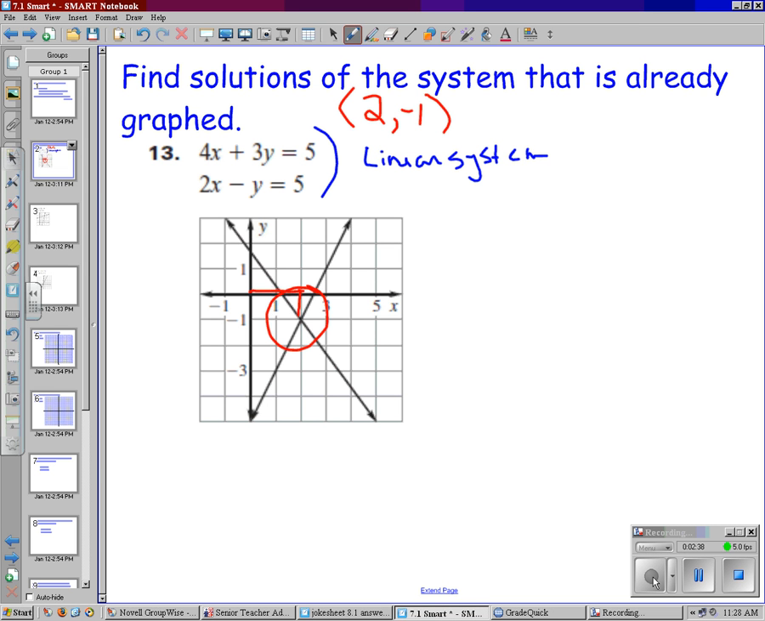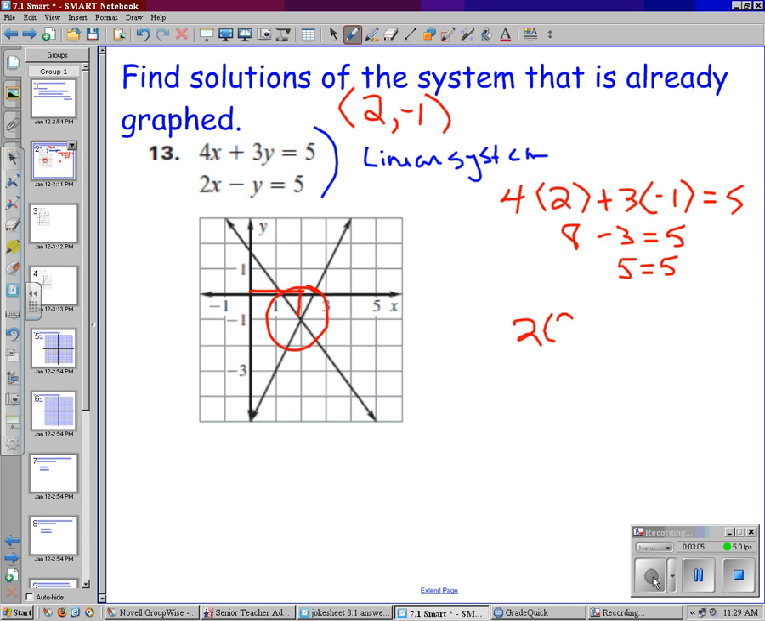How do we know that that is really the answer? Jared, what can you do? Substitute the numbers back in. So when you look at this, 4 times 2 plus 3 times -1. What's 4 times 2, class? 8. 3 times -1? -3. What's 8 minus 3? Does 5 equal 5? Yes, true statement. Okay, so we know it works for the first one.